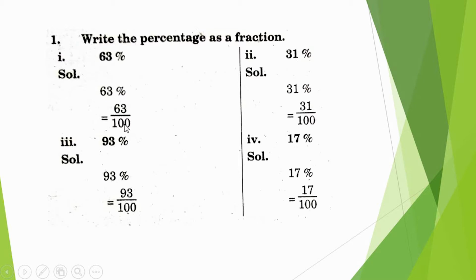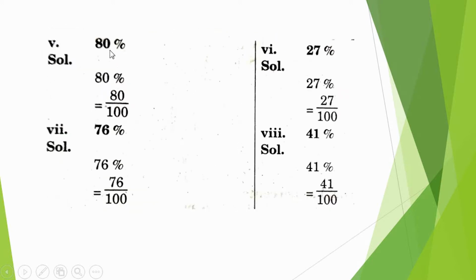Write the percentage as fraction value. 63%. When we remove this percent sign, we write 63 divided by 100. Dividing by 100 comes at the place of the percentage. 93%. We remove the percentage and divide by 100. 31%. We remove percent and divide by 100.